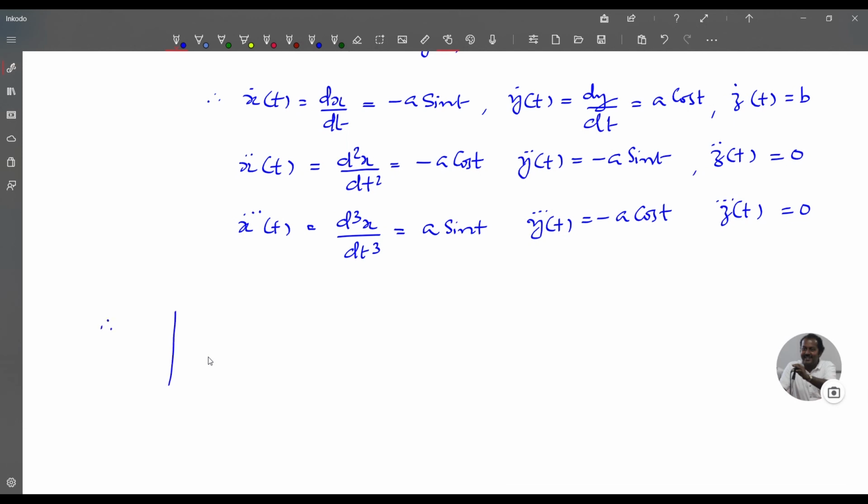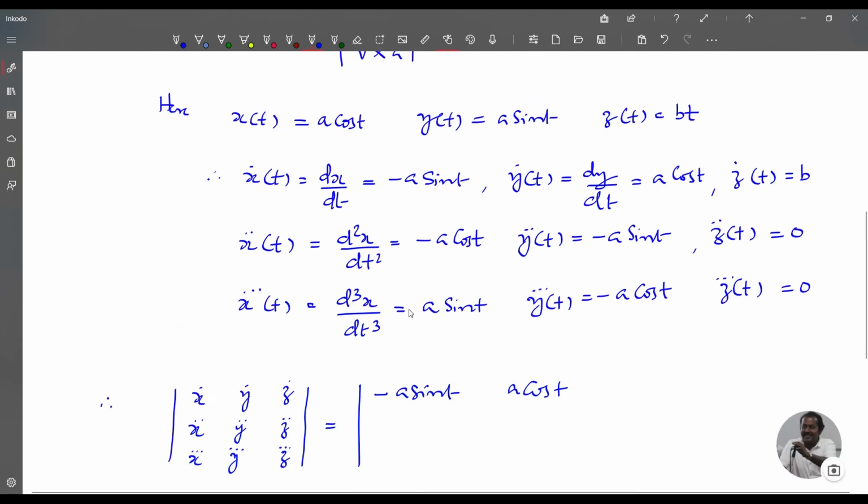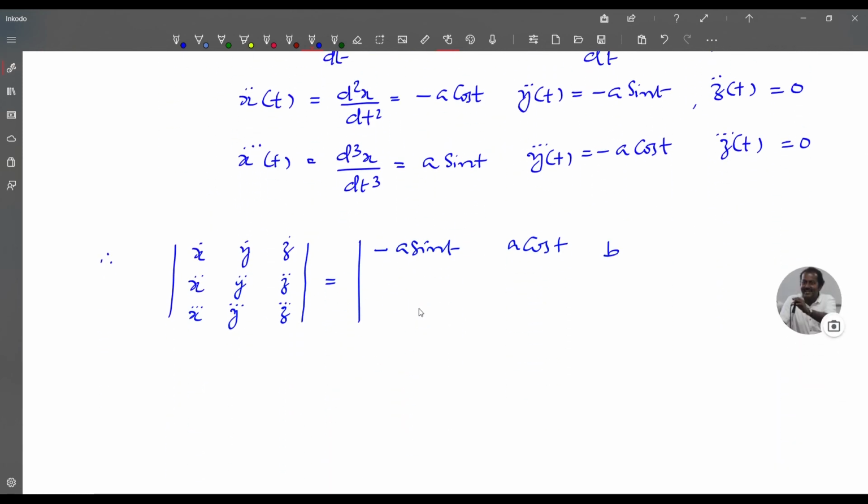determinant of x dot, y dot, z dot, x double dot, y double dot, z double dot, x triple dot, y triple dot, z triple dot, that is equal to minus a sin t, a cos t, b, minus a cos t, minus a sin t, 0, a sin t, minus a cos t, 0.